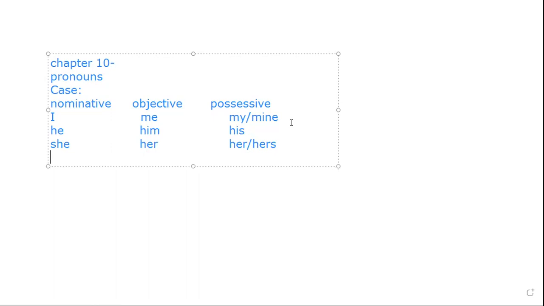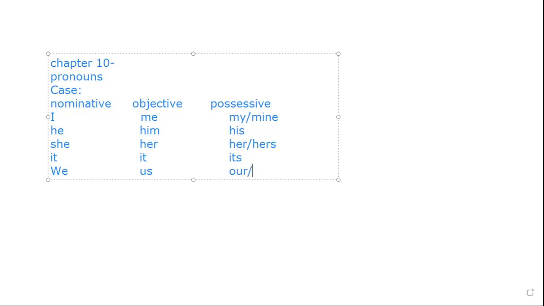Okay, then we move on to it, which stays the same as it in the objective. In the possessive, it's its, and be careful, it's without an apostrophe. Then we move on to the next case, which is going to be we. And here us, and then to show ownership, we say our, or we say ours.